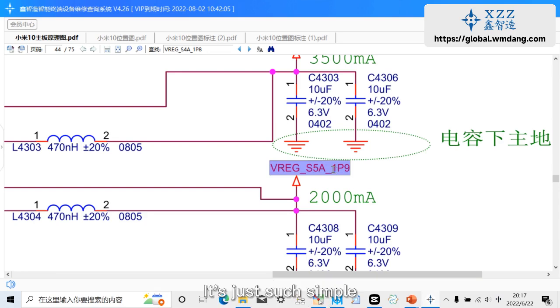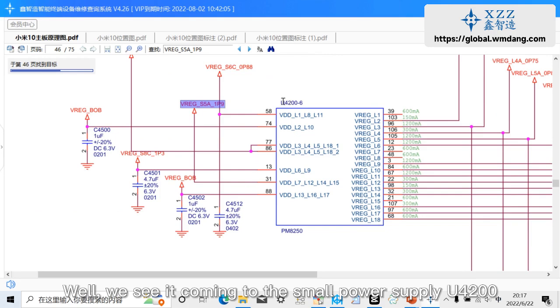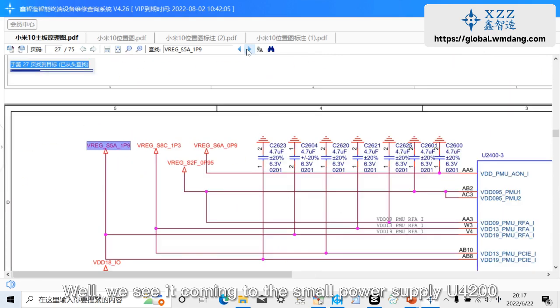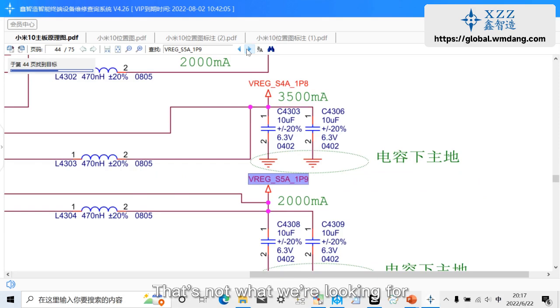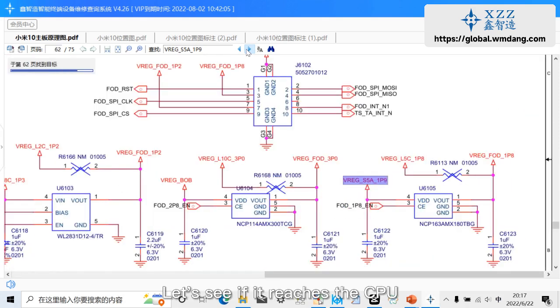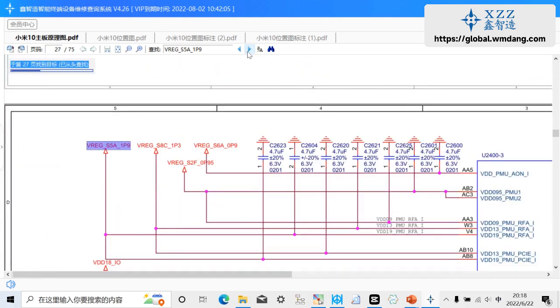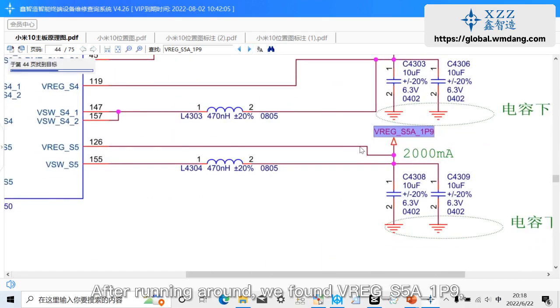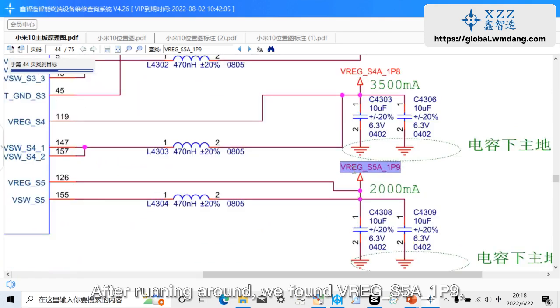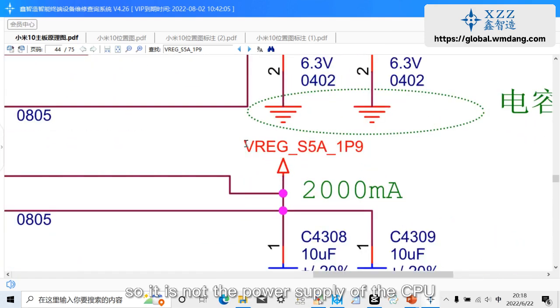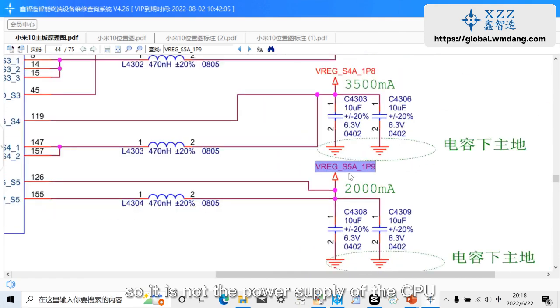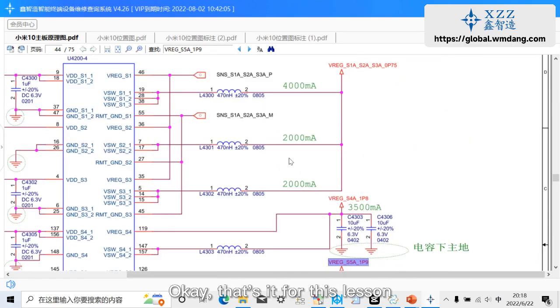It's just that simple. Well, we see it coming to the small power supply U4200. It arrives at U2400 after going to many places. That's not what we're looking for. Let's see if it reaches the CPU. After running around, we found VREG_S5A_1P9. It didn't reach the CPU, so it is not the power supply of the CPU. Okay, that's it for this lesson.